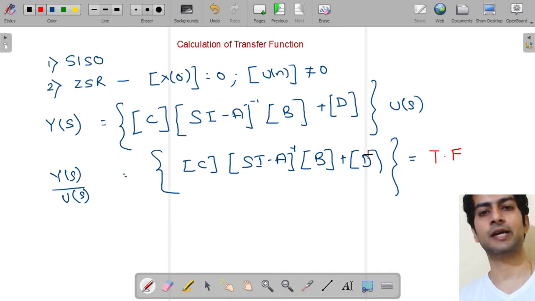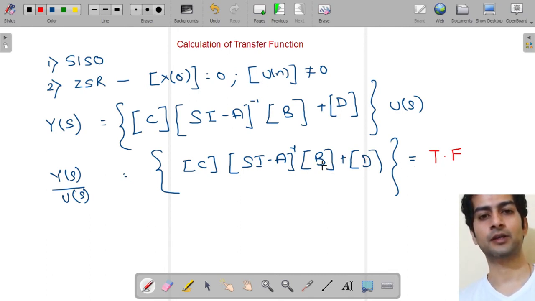What happens is that for most of the questions we take D as 0. So sometimes the examiner does a trick. He puts D in the question, and as we have a habit of ignoring D, we ignore it here also, and then we will get a wrong answer. So be careful while calculating the transfer function.